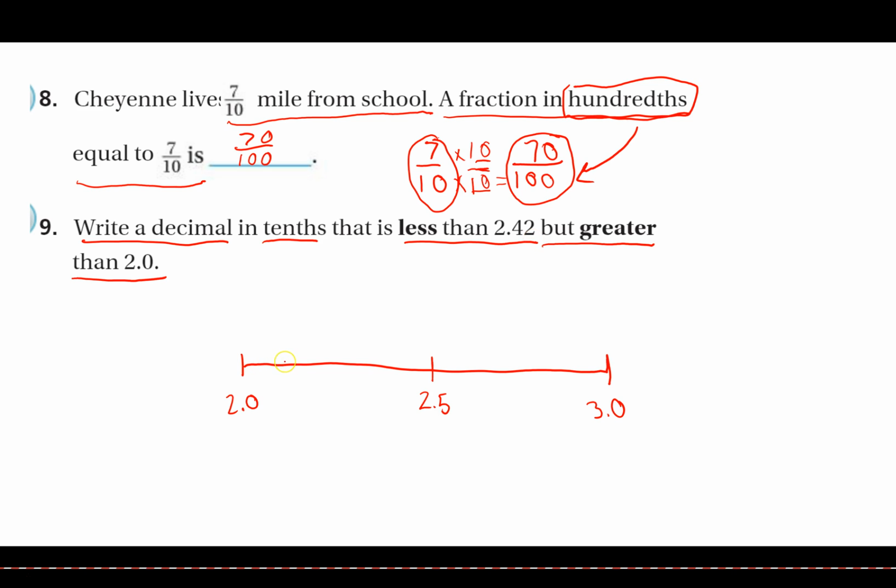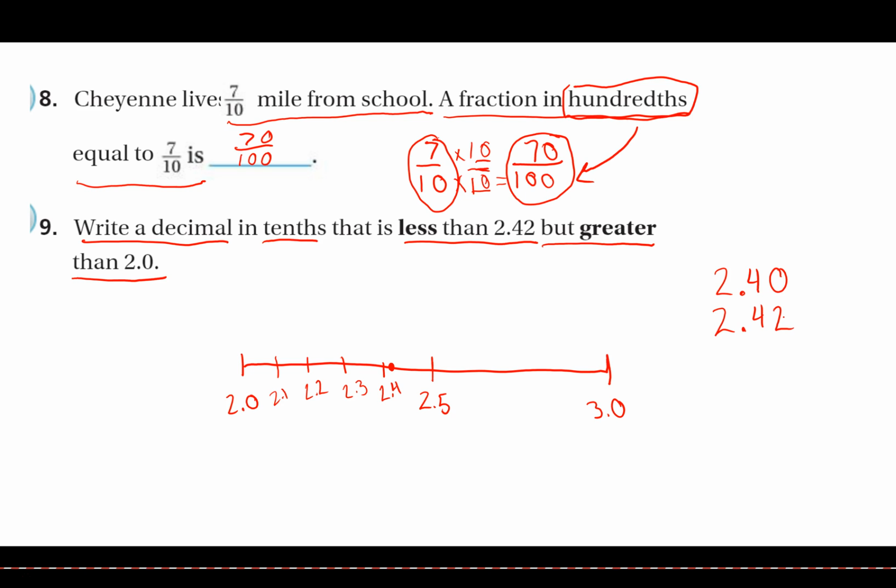Well, if I continued on, I could say, okay, 2.1, 2.2, 2.3, and 2.4, and this is 2.42, so that would be right after the 2.4, a little bit bigger, right? Because 2.4 would be the same thing as 2.40, so 2.42 would be a little bit larger if we were comparing those two numbers.